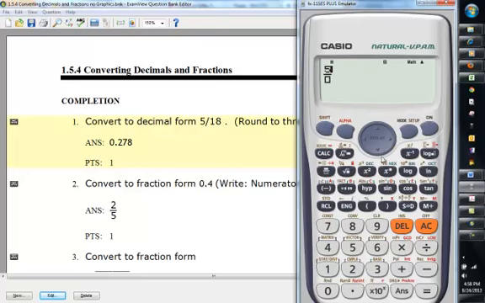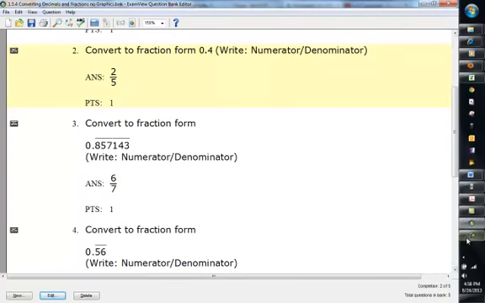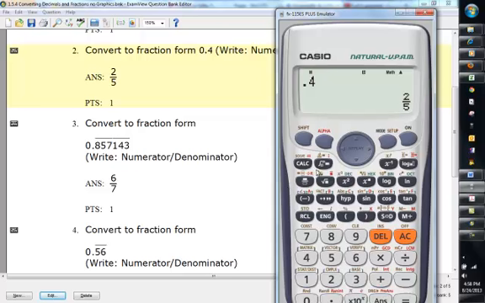5/18 is 0.27, and the 7 repeats. So first digit, second digit, third digit would be a 7, the fourth digit would be a 7. But because the fourth digit is a 7, that changes the third digit up 1 to an 8, so it'd be 0.278. Fraction form, so 0.4, we just write equals and it says 2/5.